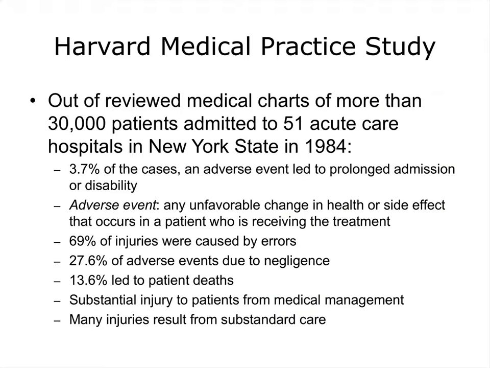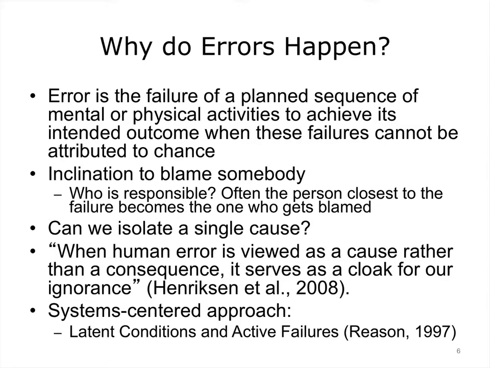The Harvard Medical Practice Study was published several years prior to the Institute of Medicine, or IOM, To Err Is Human report, and was a landmark study at the time. Based on an extensive review of patient charts in New York State, researchers were able to determine that an adverse event occurred in almost 4% of the cases. An adverse event refers to any unfavorable change in health or side effect that occurs in a patient who is receiving a treatment. They further determined that almost 70% of these adverse events were caused by errors, and more than a quarter were due to negligence.